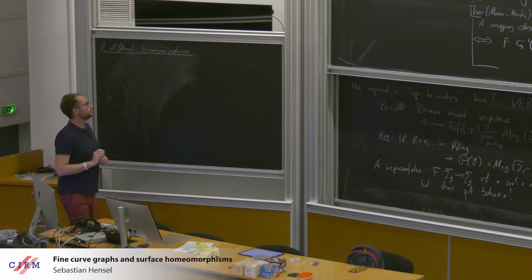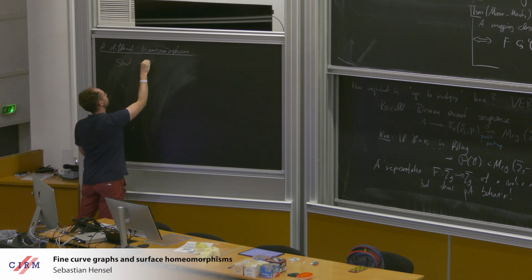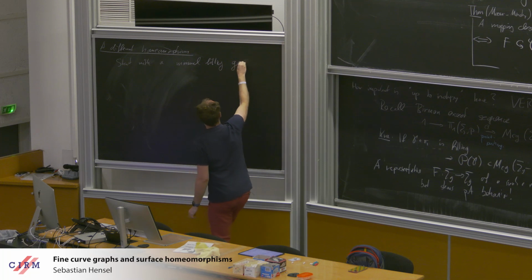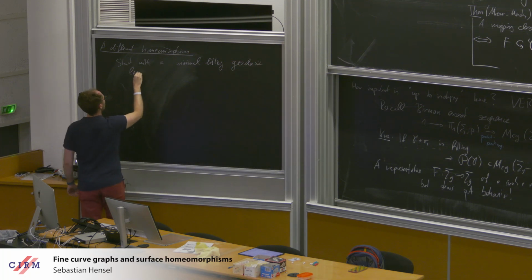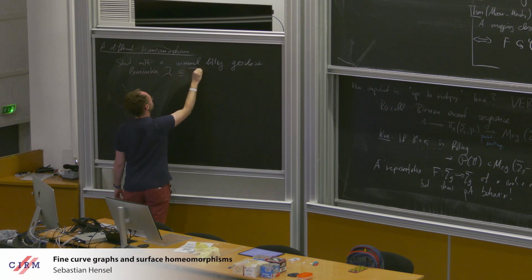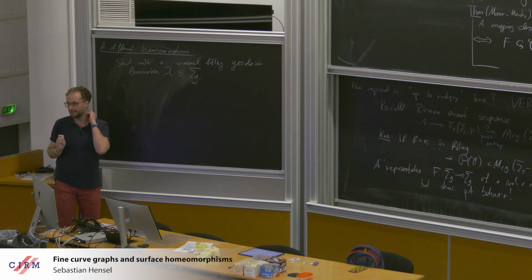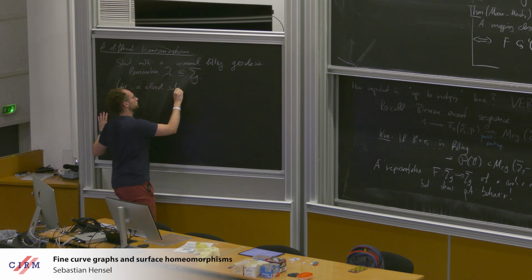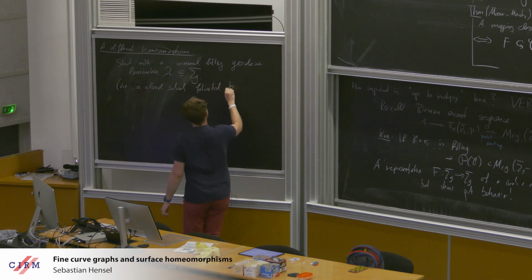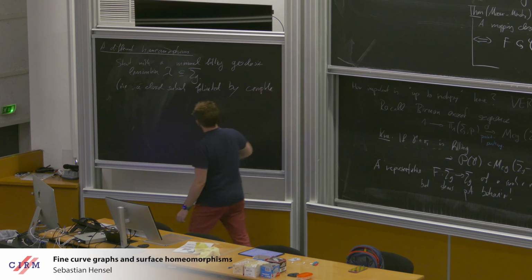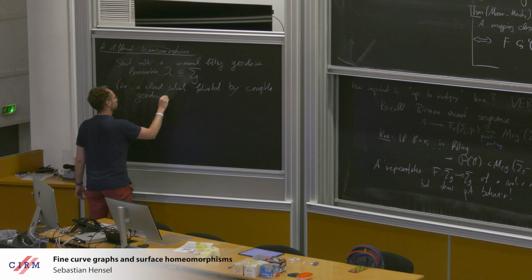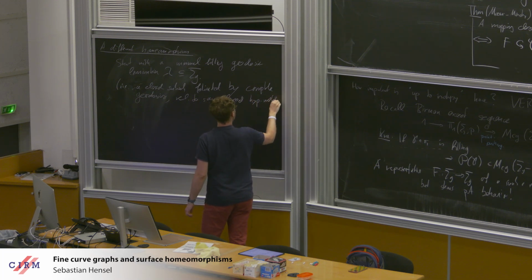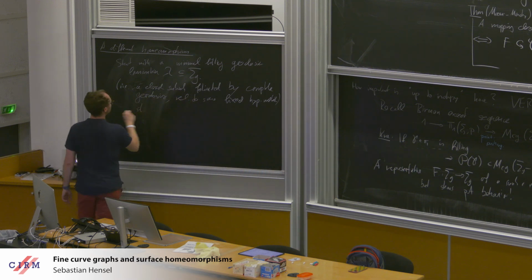And so what we're going to do is we're going to start with a minimal filling geodesic lamination lambda on your surface. So what's a minimal geodesic filling lamination? I.e., it is a closed subset foliated by complete hyperbolic geodesics relative to some fixed hyperbolic metric, so this is the geodesic lamination part.